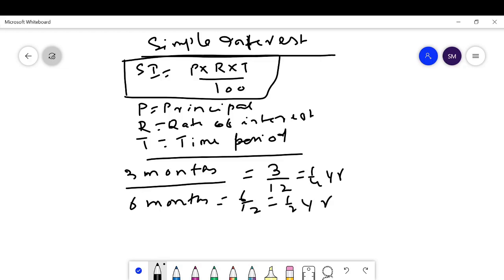Suppose the time period is given in days, say 73 days. You convert it into years by dividing by 365. 73 upon 365 equals 1 upon 5 year. Always use the time period in years.